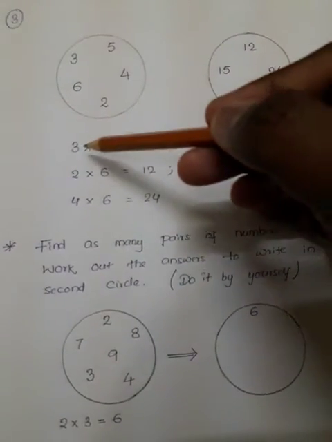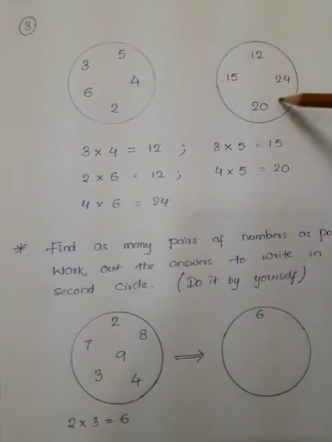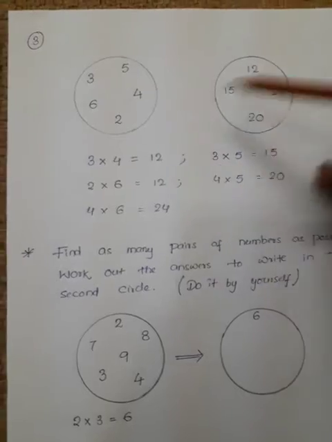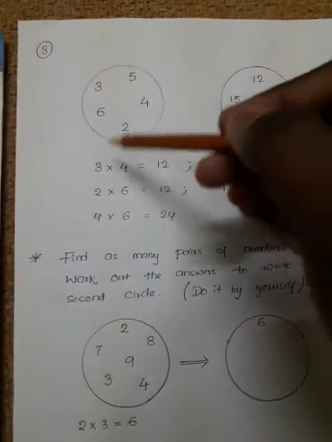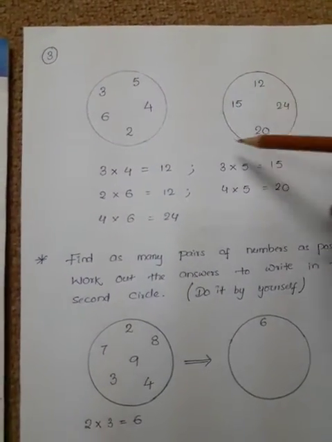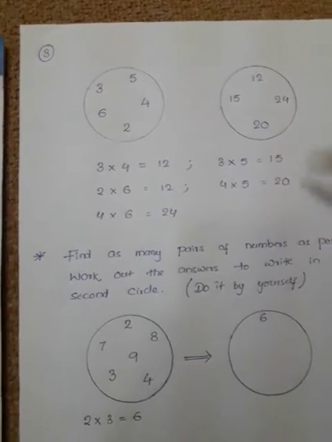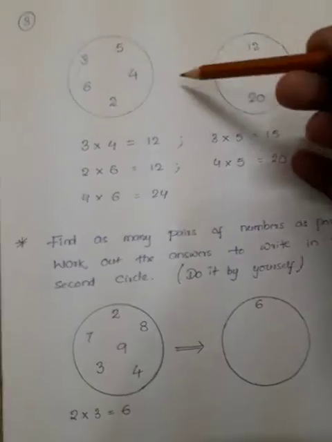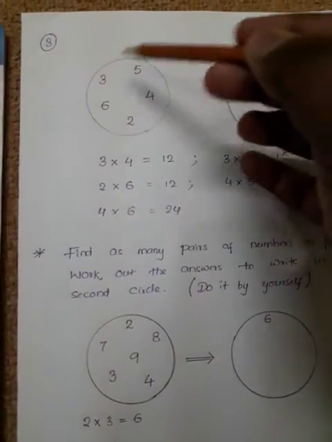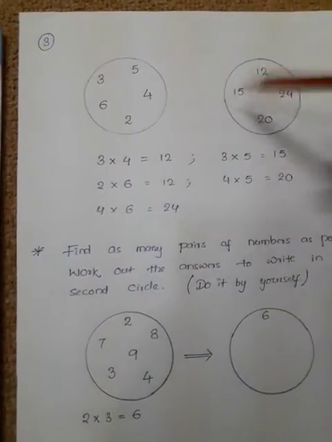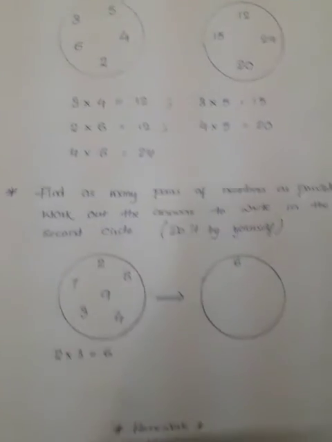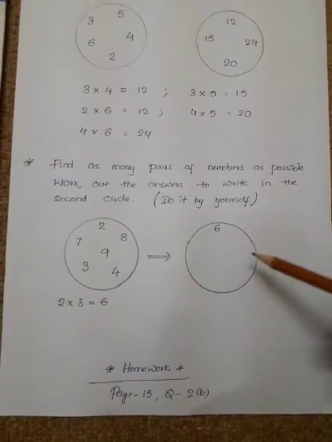Okay, so I wrote 3 multiplied by 4 is 12, as there is. 2 multiplied by 6 equals 12, as there is. 4 multiplied by 6 is 24, yes there is. 3 multiplied by 5 is 15, yes there is. 4 multiplied by 5 is 20, yes there is, like this way, understand? So when you multiply any number from the first circle, you will get the answer of second circle, understand? So similarly you have to do this question by yourself.